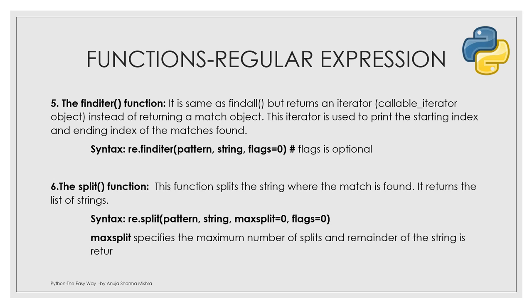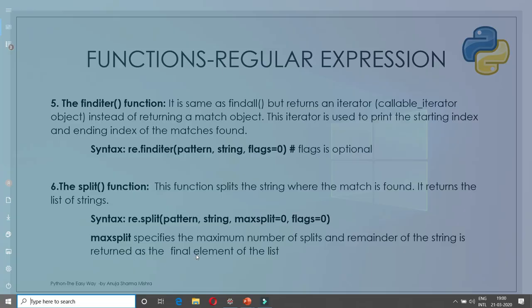The syntax is pattern, string, max split, and your flag. Max split is the maximum number of times you want to split the string. If it's 0, it will do the maximum number of splits it can do. And if you specify a number, like max split is 1, it will split only once, and the remainder of the string will be returned as the final element in the list. You'll understand eventually once we run the program. So let's run the program.